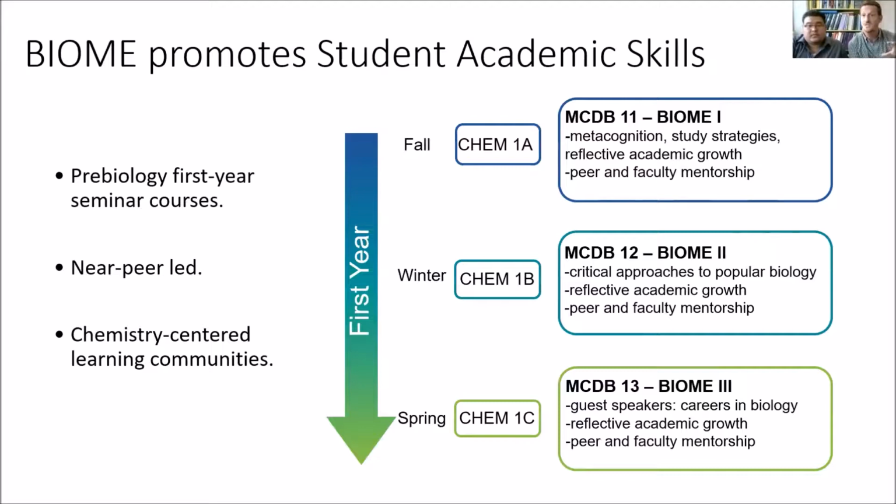Students can choose to take 1, 2, 3, and any combination of them. So you don't have to be locked in for all 3, and you don't have to take Biome 1 in order to take Biome 2. So what we really did in MCB 11, Biome 1, is to drill down and help the students learn about metacognition, the science of learning, as well as how to adapt to the university expectations.